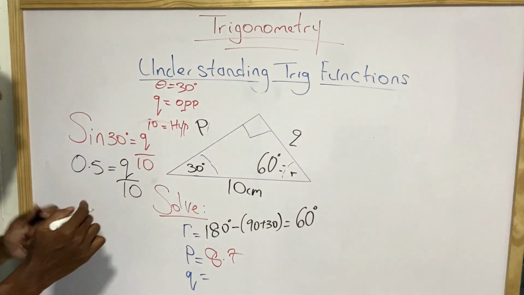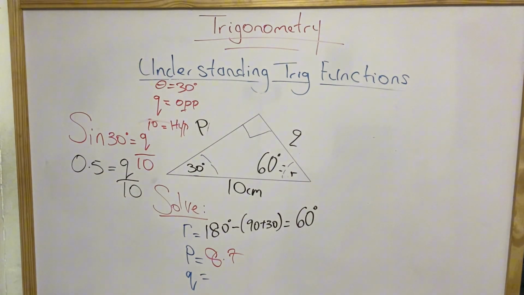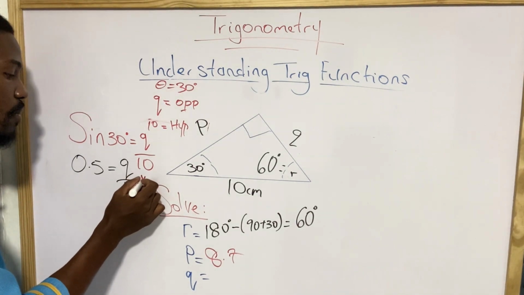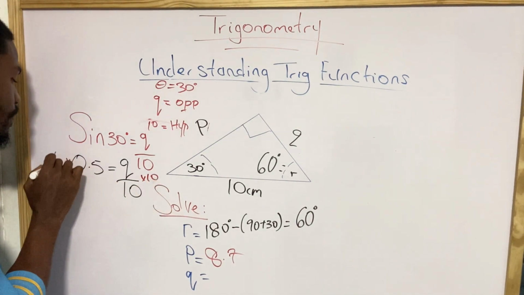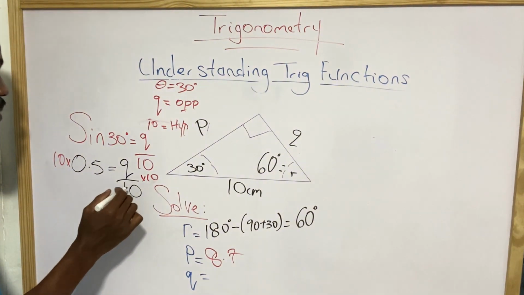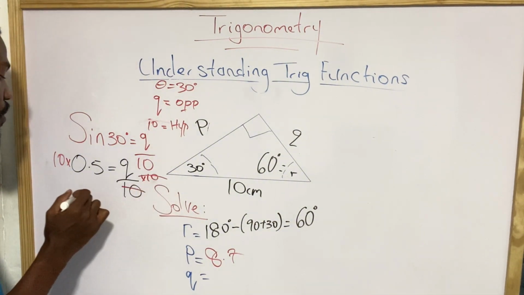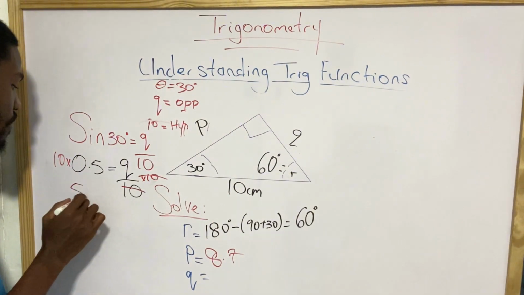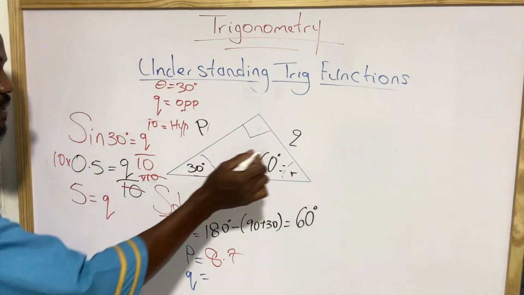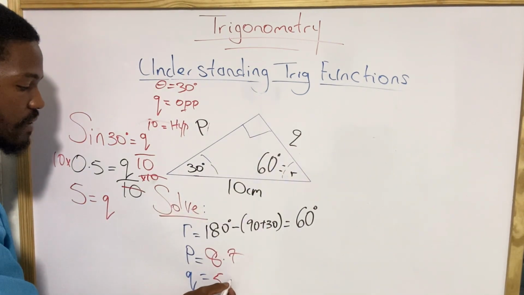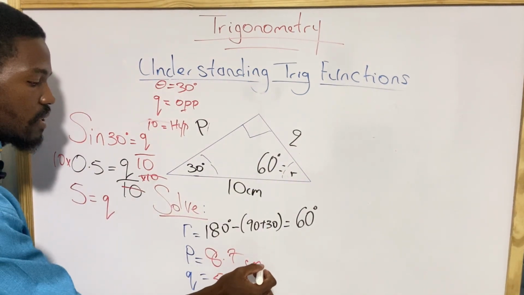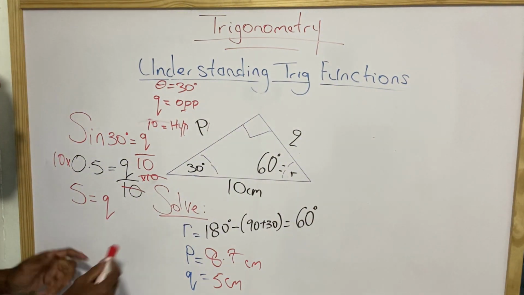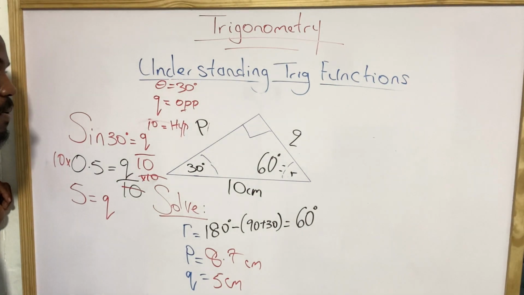Then again, where we have this 10 here, we actually get rid of this 10 because we're trying to solve for q, so we would multiply both sides by 10. In multiplying both sides by 10, this cancels, that would cancel, and 10 times 0.5 gives us 5. So q therefore equals 5. So q would equal 5 centimeters. So remember to put in your centimeters where necessary, right? So your correct units and degrees were also necessary.